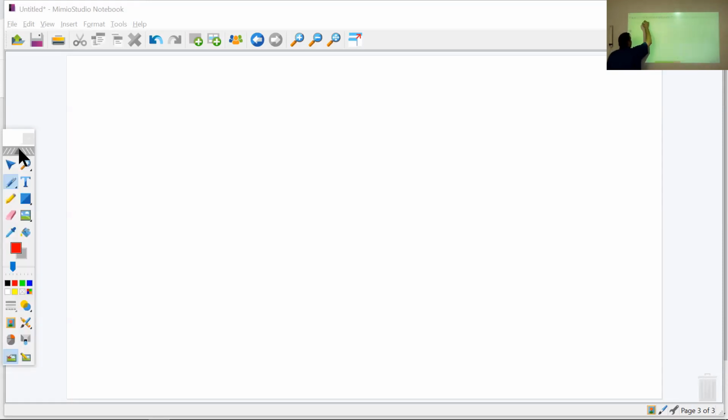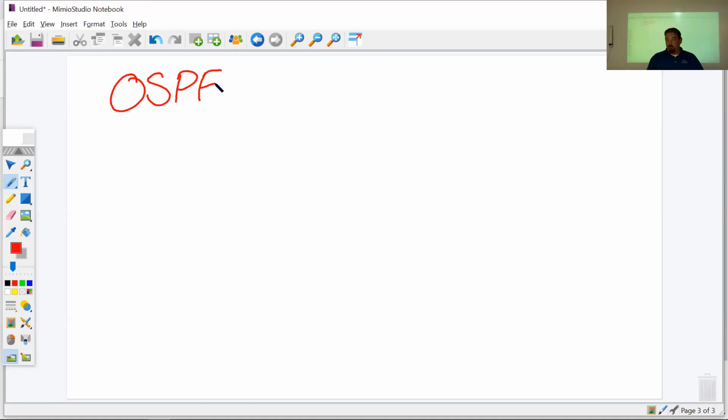So I saw OSPF being a big deal, and not only how it works, but how to configure it. As you're going through any of the labs or playing around with OSPF, make sure you reference not only the command you have to put into OSPF to make it work correctly, but also recognize where you're entering that command.